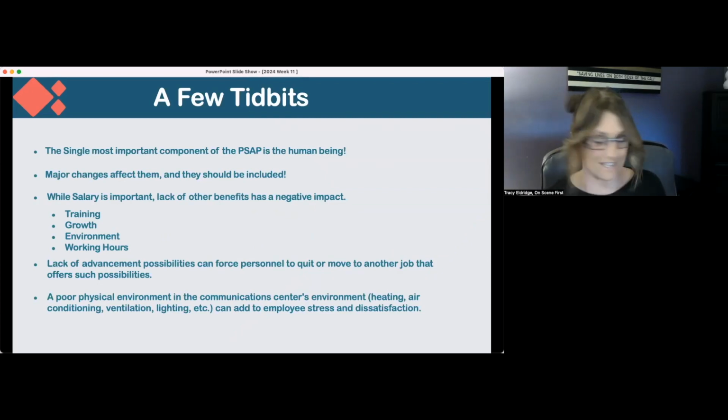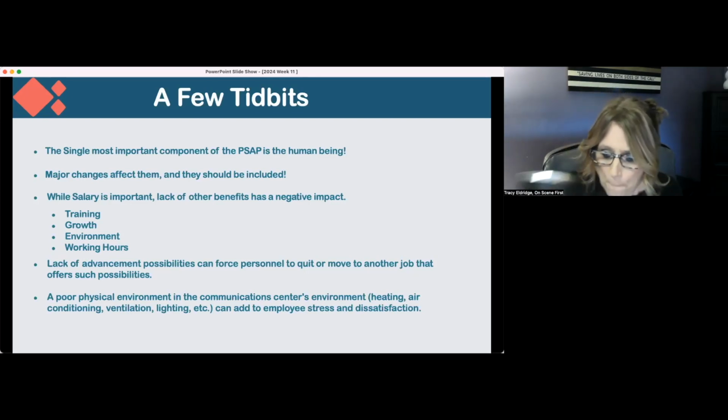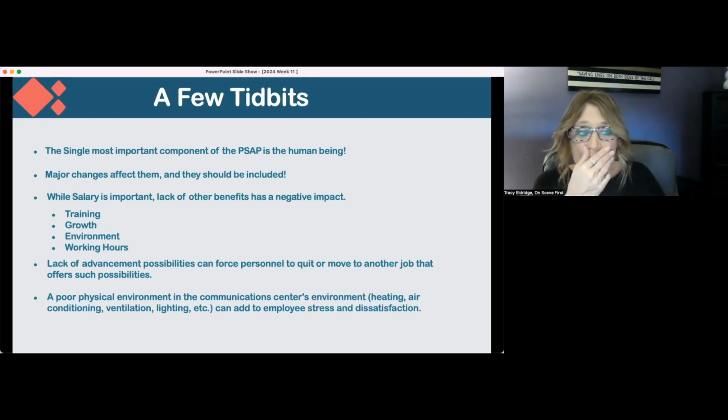Some think it's the technology, and without the technology, we couldn't do the job that we do. And it's actually the other way around. Any major changes will affect them and they should be included.